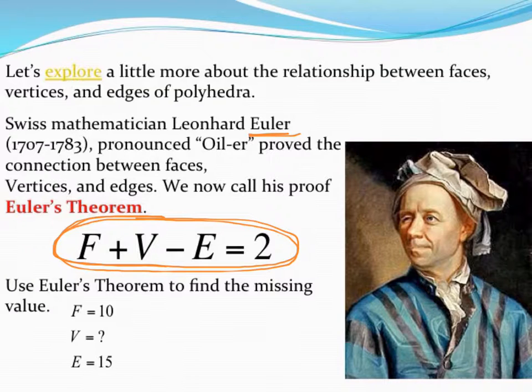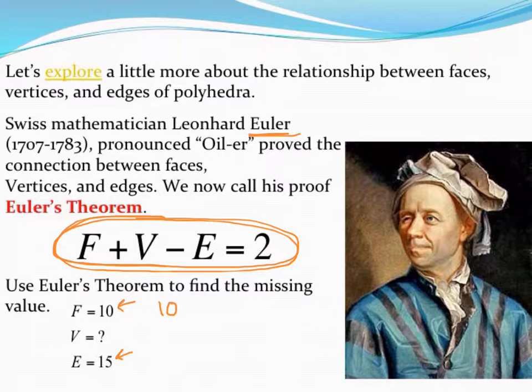So let's say we have some polyhedron. We don't have any idea what it looks like, but we know it's got 10 faces, it's got 15 edges, but we don't know how many vertices it has. So using Euler's theorem, we can figure out how many vertices that has to have. So let's plug these values into his formula.